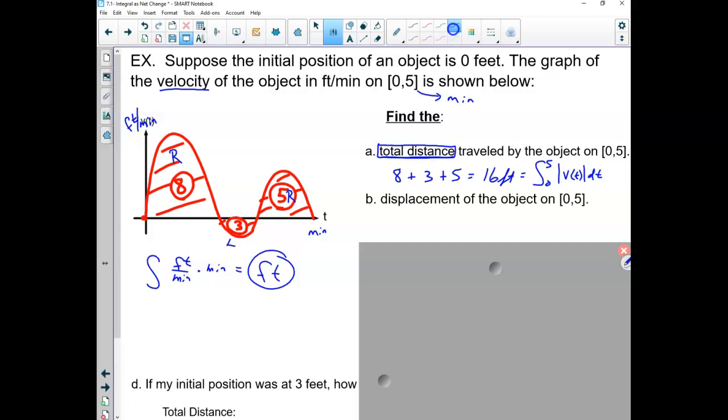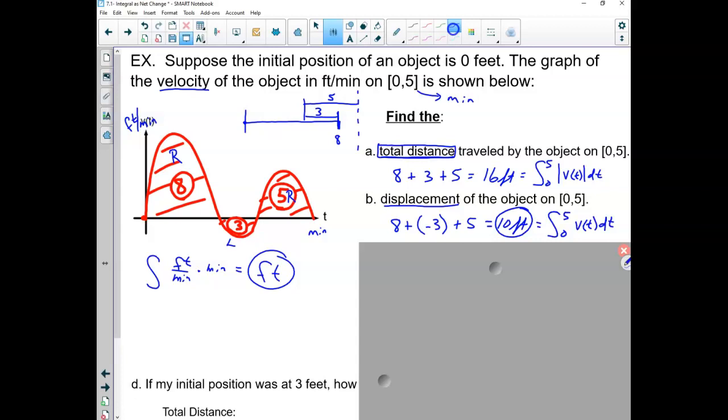Now displacement, think of it as the distance you are from where you started. Its displacement is like the position where you are in relation to where you started. If I move to the right, I went 8 to the right, and now if I'm moving to the left, I went to the left. So I'm thinking of moving on the number line: I started at 0, I went 8, and then from 8, I went back 3 to the left, and now I'm moving another 5 to the right. So where am I in relation to where I started? Well, it sure looks like I'm going to be at 10 feet. So 10 feet. That is the same as the integral from 0 to 5 of v of t dt without an absolute value.